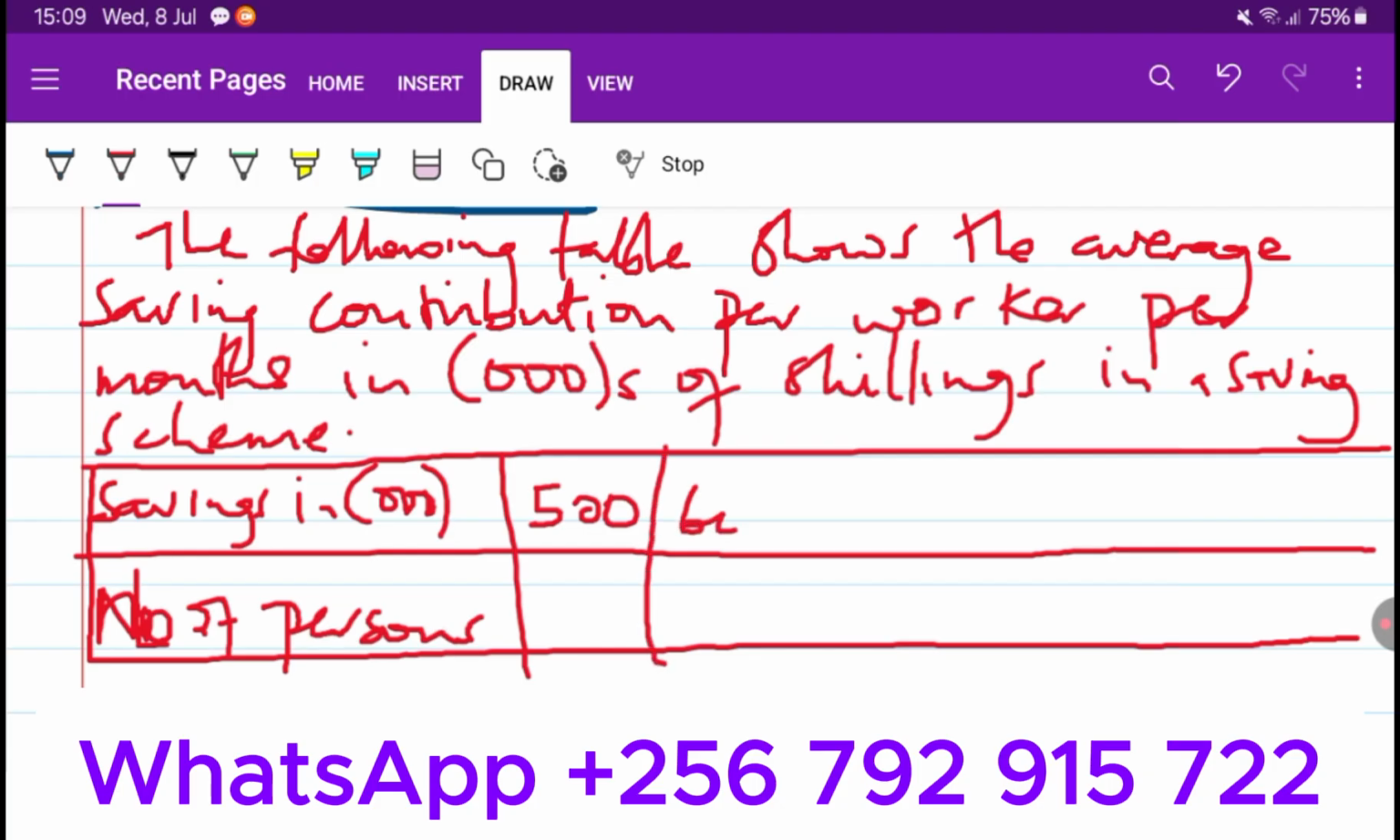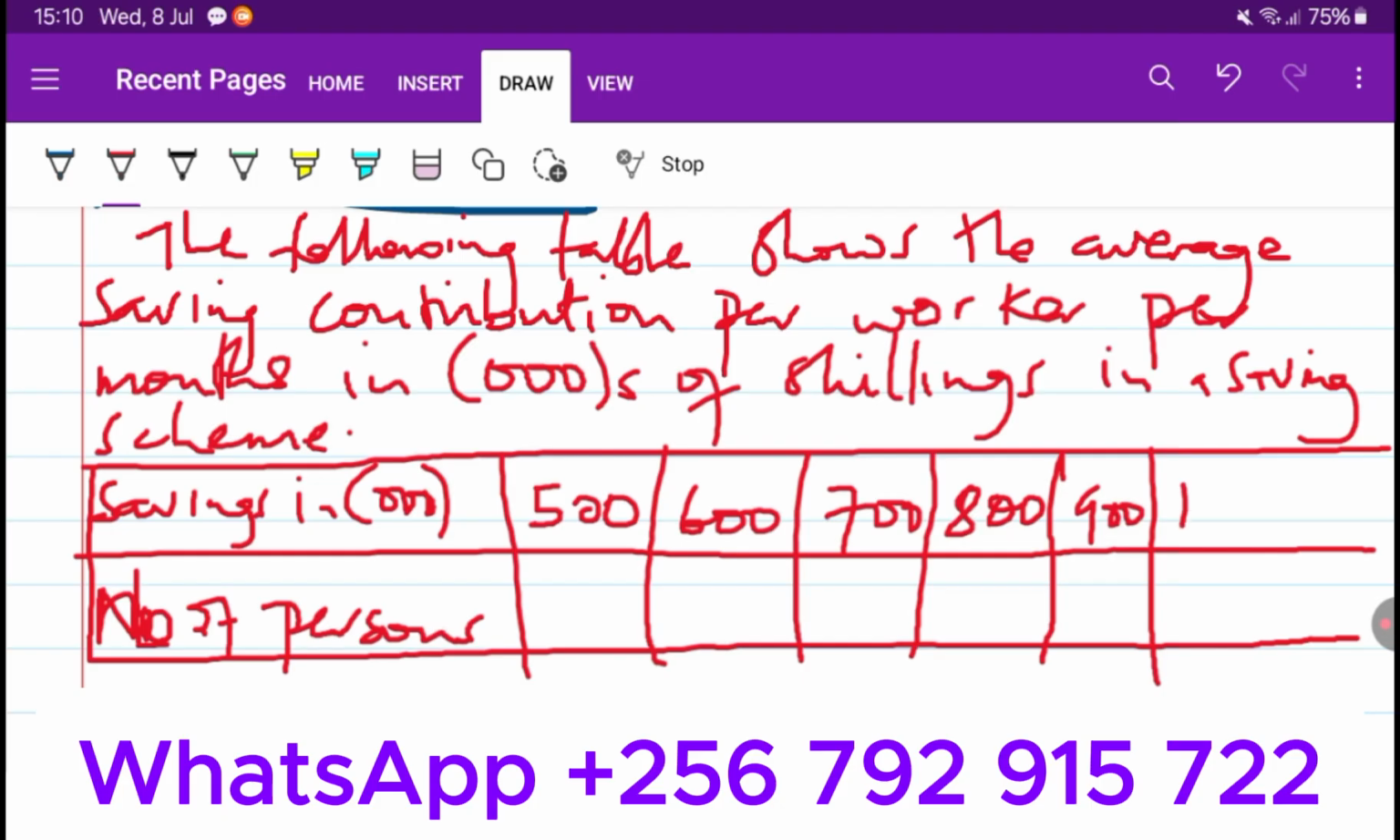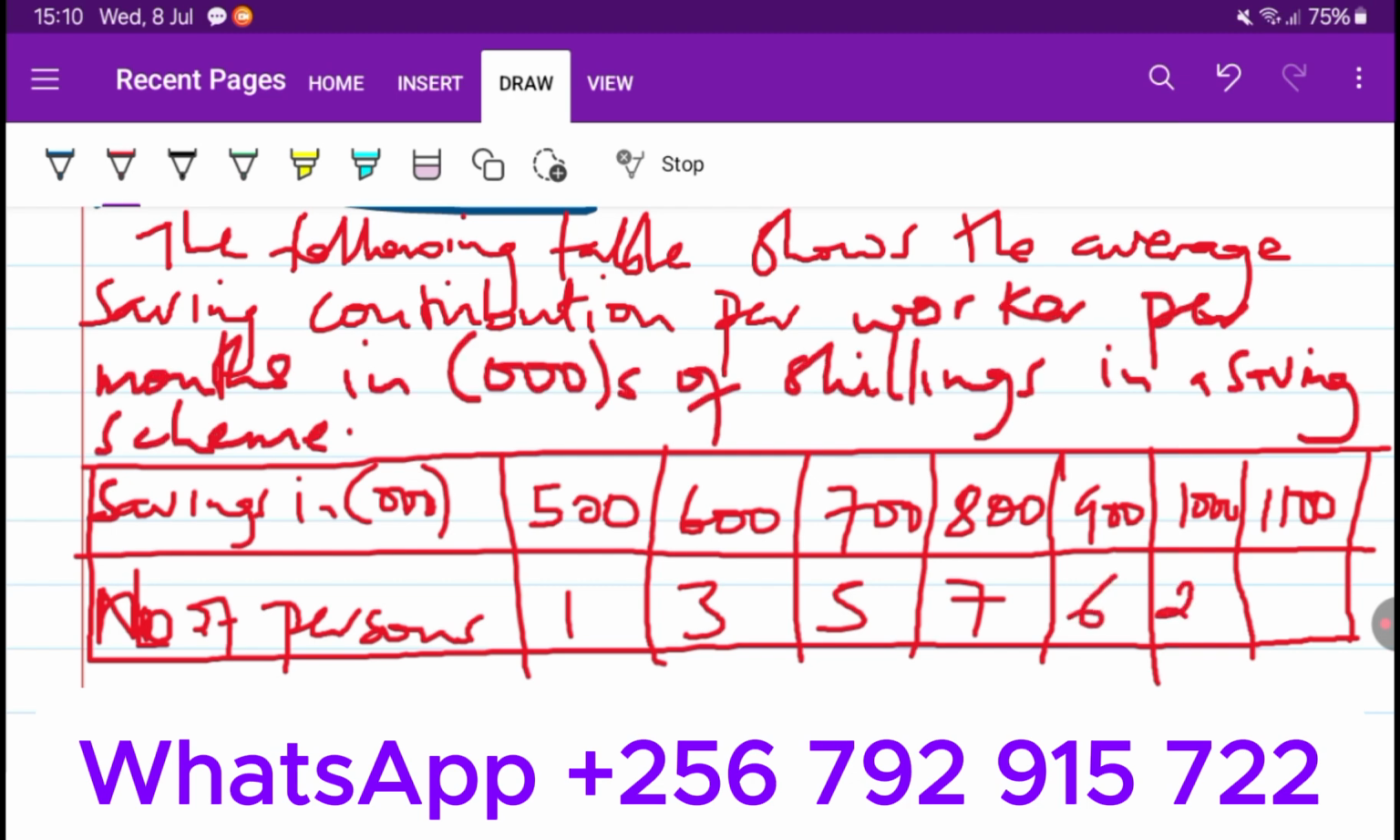The second one is 600, 700, 800, 900, 1,000, and then 1,100. So the frequencies are 1, 3, 5, 7, 6, 2, and 1.